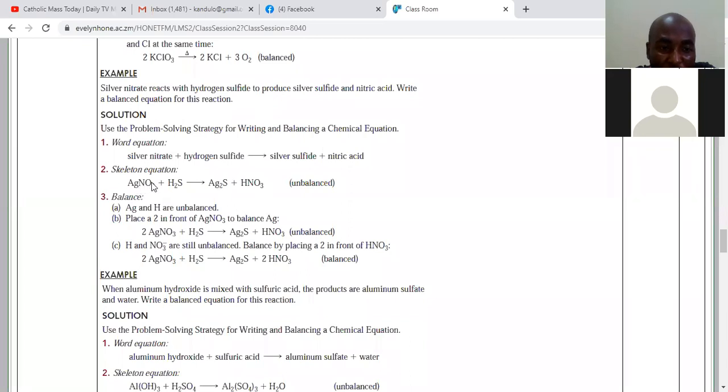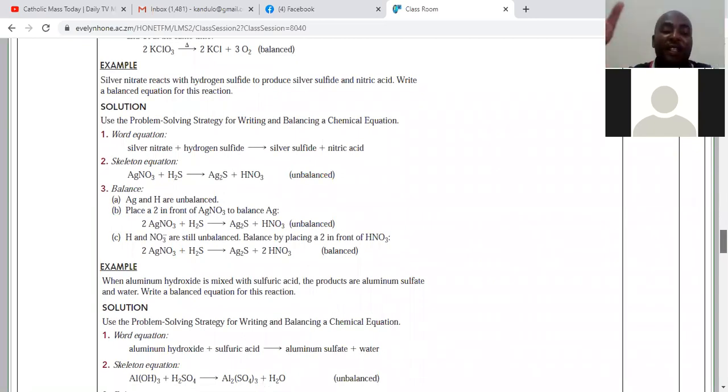So when you have AgNO3 and H2S, giving you Ag2S plus HNO3, what you realize is that the NO3 is already balanced. The S is also already balanced. But then the Ag is not balanced. So what you do is you put a 2 in front of AgNO3. When you put the 2, you also realize that this one gets affected, so you also put a 2 in front of HNO3. So you just put those two. The rest will find that they are already balanced.